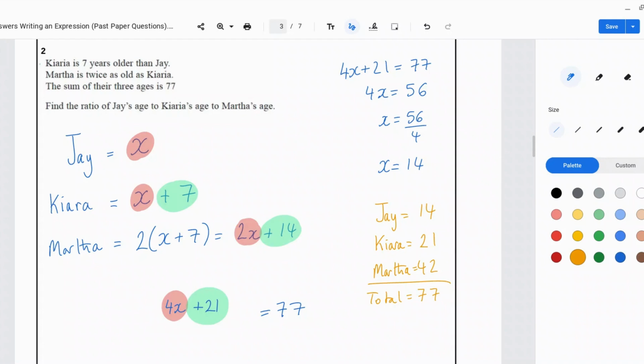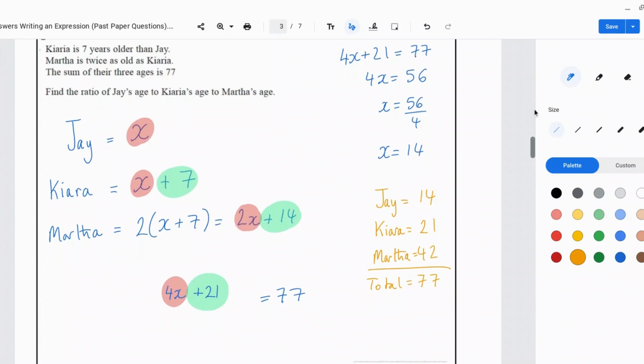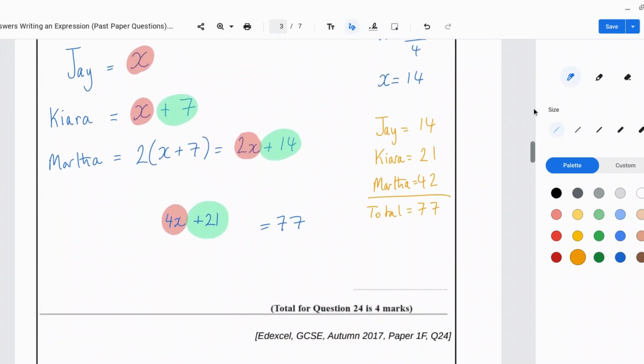So now, last bit we need to do is find the ratio of Jay's age to Kiara's age to Martha's age. So Jay to Kiara to Martha. So we're going to do 14 to 21 to 42. It didn't ask for it, so there's probably no marks for it, but actually these are all divisible by 7. So in its simplest form, it's 2 to 3 to 6. As I say, it didn't actually ask us to give it in its simplest form, so we'd probably have been fine if we left it as 14, 21, and 42.